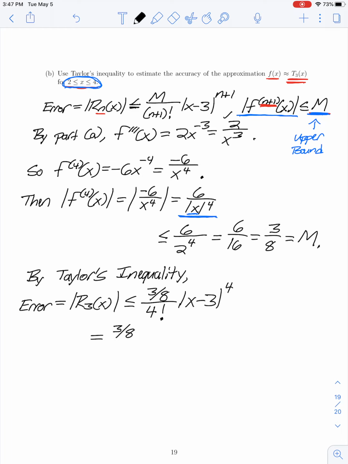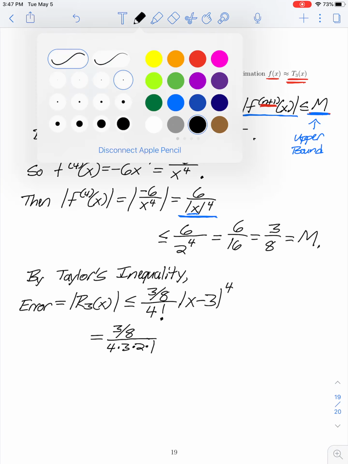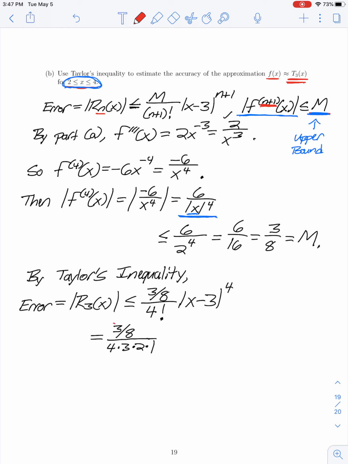We have 3 over 8 divided by 4 factorial, which is 4 times 3 times 2 times 1. To simplify that ratio, I could cancel a factor of 3 on top and bottom, and I'm left with 1/8 divided by 8, or 1 over 64. So we have 1 over 64 times the absolute value of x minus 3 to the fourth. And I want to know, what is the worst case error that I could have? What is the maximum value that this error could take?